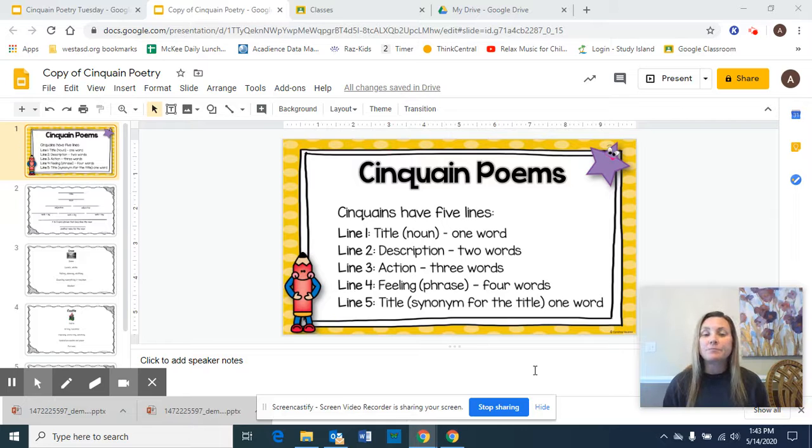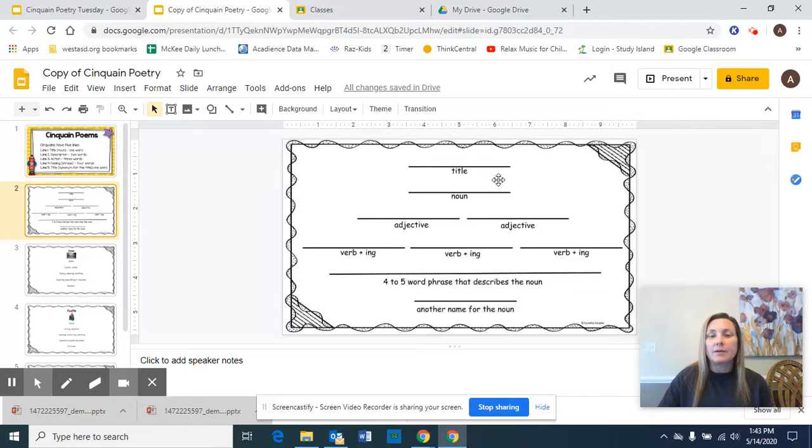Line 5 is another title. It's another noun. You could use a synonym for the title or maybe even a word that describes that title. I'm going to show you next what it looks like. Here's what it looks like.